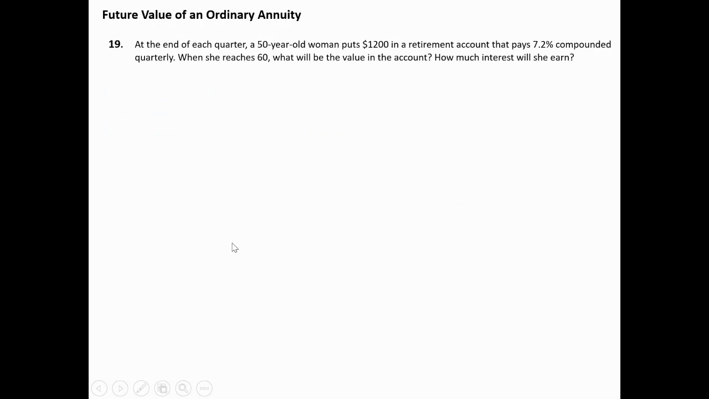Okay, now this is called a future value of an ordinary annuity. This is something from 5.3. It says here, at the end of each quarter, a 50-year-old woman puts $1,200 in a retirement account that pays 7.2% compounded quarterly. When she reaches 60, what will be the value in the account? And how much interest will she earn?